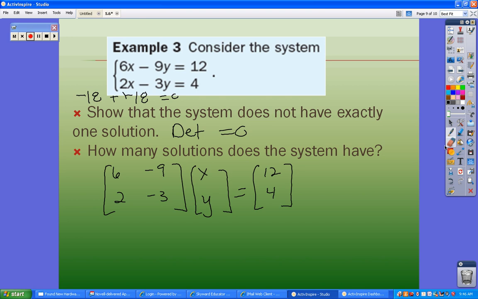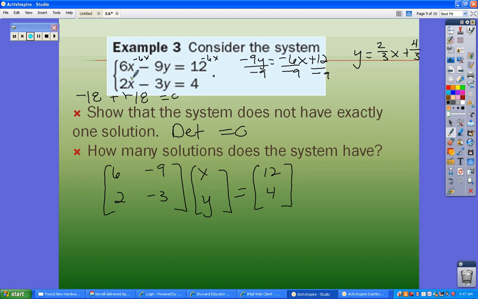Now, how many solutions does it have? Well, now you have to look at another method. You could solve for y, which is probably what I would do. Subtract 6x, subtract 6x. So I have negative 9y equals negative 6x plus 12. Divide by negative 9. And I have y equals 2/3 x plus 4/3. I think I did that right.